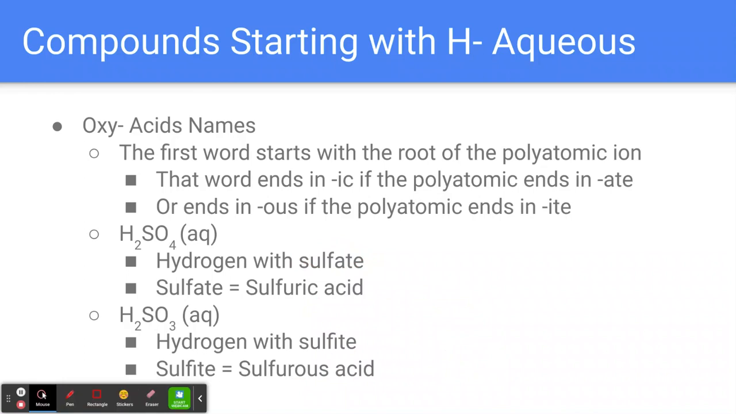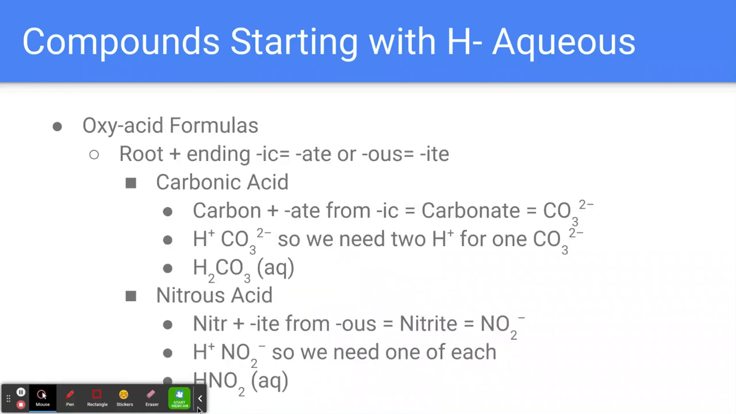Now, as far as naming and formula writing goes, we are going to have to take a look at the root plus the ending. If it's an ic, then it's the ate. If it's us, it's the ite. So carbonic acid, we have carbon plus ate, so carbonate. We can figure out that ate from the ic, so carbonic tells us we have the carbonate. Carbonate is CO3 with a 2- charge. Now, we are going to need 2 hydrogens for each carbonate. So H has a positive charge. Carbonate has a -2 charge, so we're going to need 2 of those and 1 of those, so H2CO3 for that.